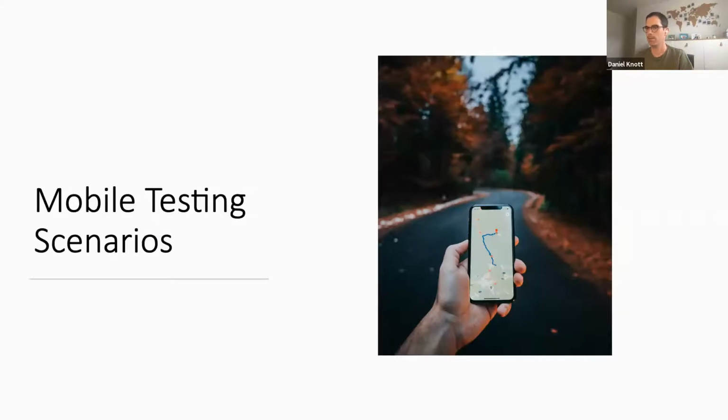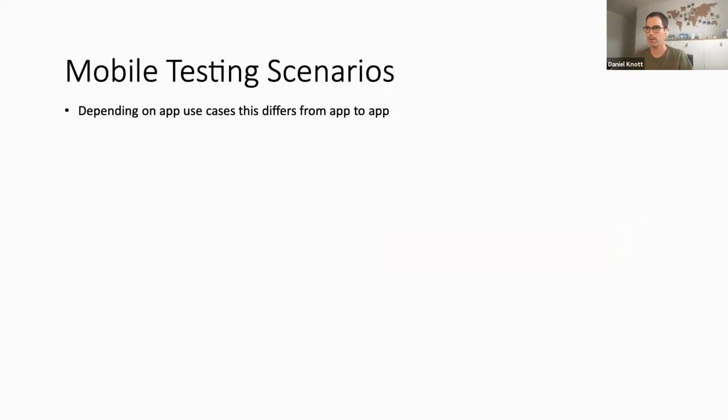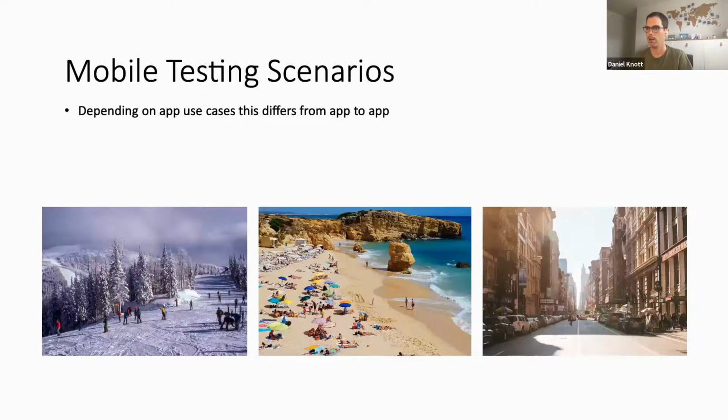Okay, what are mobile testing scenarios then? Yeah, depending on the app use case, it differs from app to app, right? That's what I've told already with the Pokemon example. Look at the 3 pictures, right? I mean, if you are developing an app, let's say for outdoor sports activities that is recording your skiing activities in the Alps, you have maybe different testing scenarios than when the app has a use case to be used on the beach, for example.